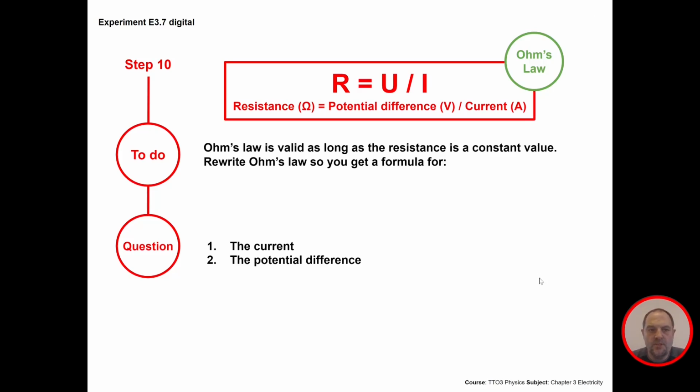So step number 10. You're now familiar with Ohm's law. Ohm's law was the resistance equals the potential difference divided by the current. We're going to use this formula a lot doing physics, but I'm not going to ask you constantly what the resistance is by filling in the potential difference and the current. Sometimes I want to have a formula to calculate the current, and sometimes I want to have a formula to calculate the potential difference. So I want you to stop this movie and try to figure out what is the formula with these quantities for the current and what is the formula for the potential difference.